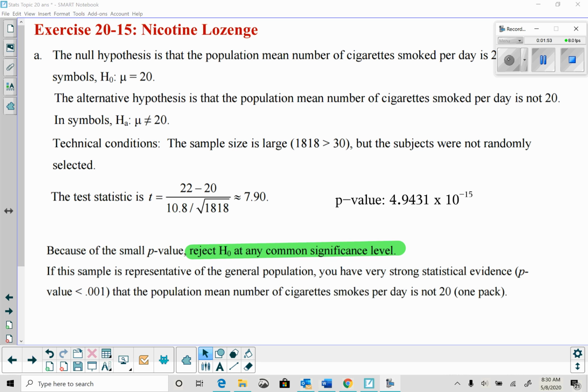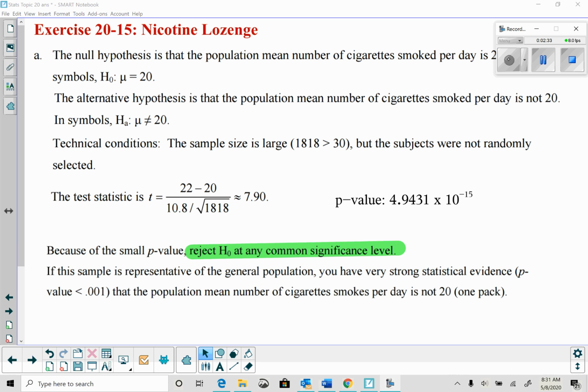All right, so we got to go through and run our t-test. So 22, which was again the given mean from the study, from that sample, compared to our null hypothesis, minus 20. Then we've got to come up with the standard error. Now again, they told us standard deviation was the 10.8 and divide by square root of the sample size. That gives us a t-value there of, oh my goodness, 7.9. More than 7 standard, almost 8 standard deviations above the mean.